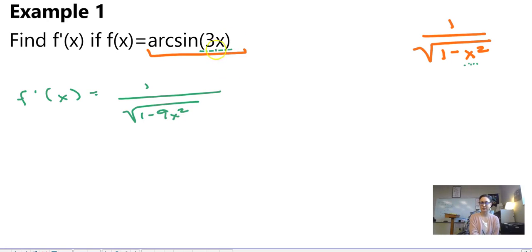Are you good with that? Squaring 3x, and then times 3. And that's our answer. You will more commonly see that 3 in the numerator, so you will see it like this, and that's your final answer. Please, please, please now be careful.